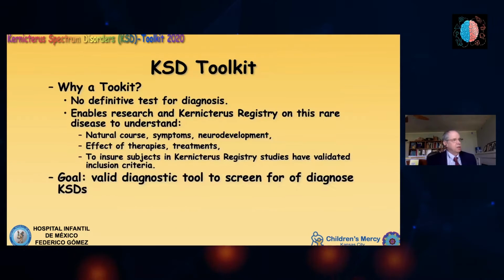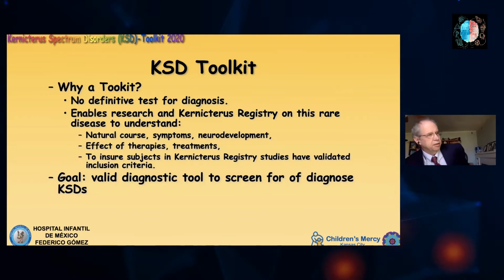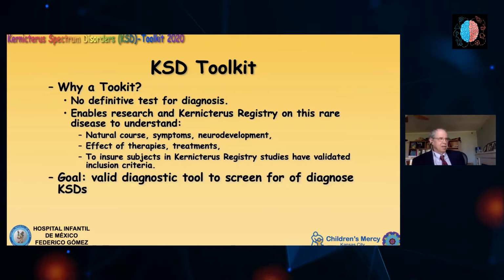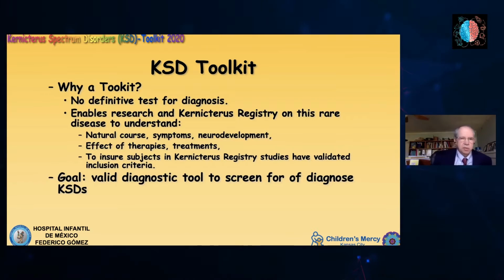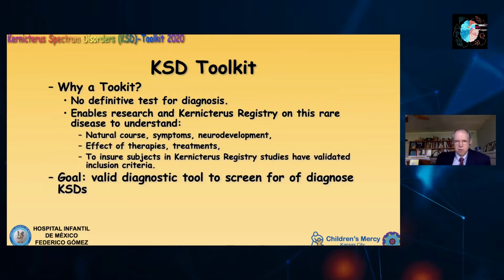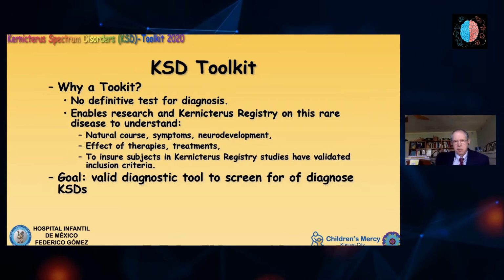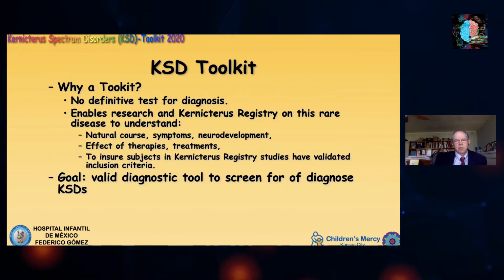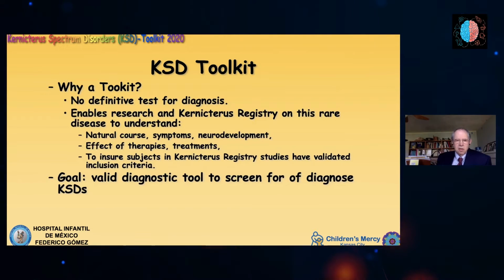So moving on, why a toolkit? Well, there's no definite test for the diagnosis of a kernicterus spectrum disorder. If you have a toolkit or criteria, that enables research and a registry on this rare disease to understand better its natural course, symptoms, neurodevelopment, the effect of therapies and treatments, and to ensure any subjects you enroll in a registry have some validation of their inclusion criteria.